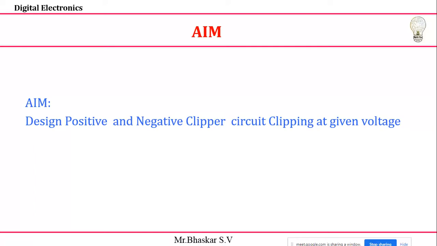We need to design positive or negative clipper circuits. They'll give a voltage, maybe 2 volts or 3 volts, whatever voltage is given. For that, I want to design one circuit. That is our main intention, and I need to verify whether the same output is coming or not.